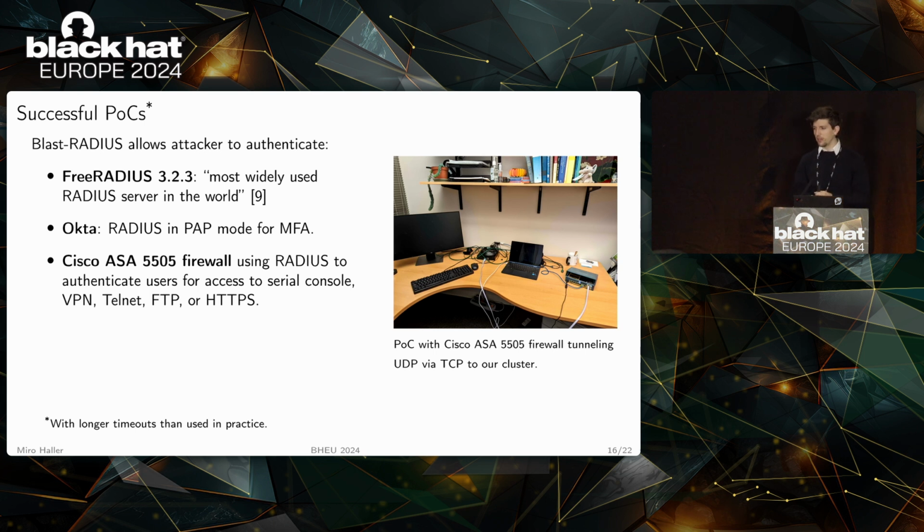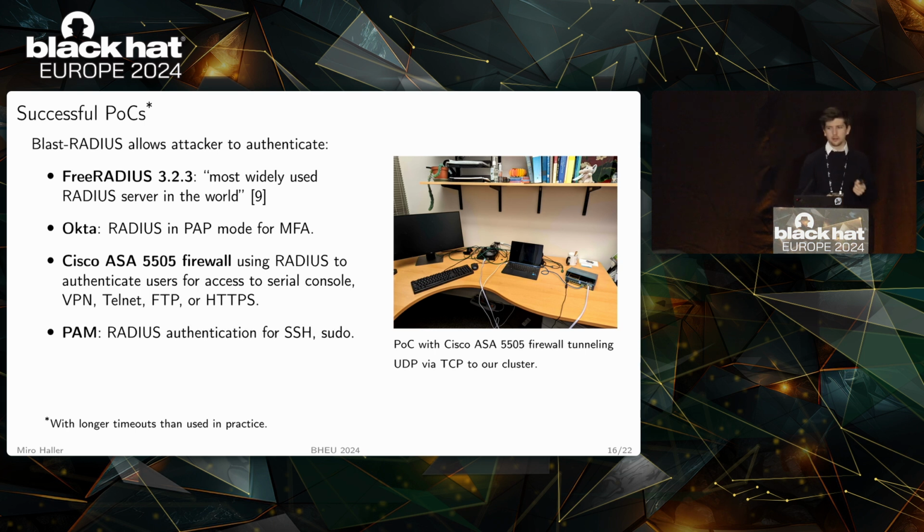In the image you see on the right side, there is our firewall that is connected to the laptop in the middle, which uses a very hacky UDP over TCP tunnel into our cluster, where we run our machine-in-the-middle software that will then forward the packets to the actual RADIUS server and run the MD5 collisions.